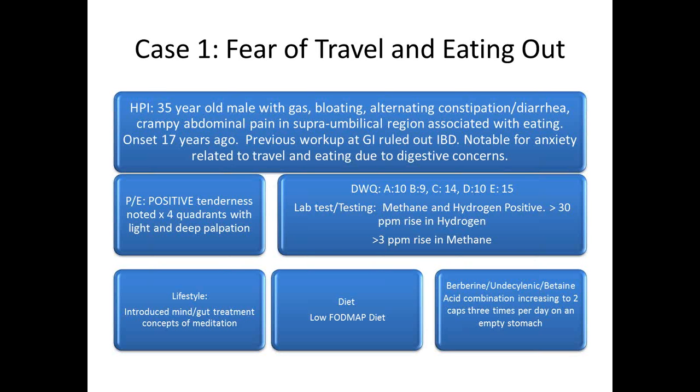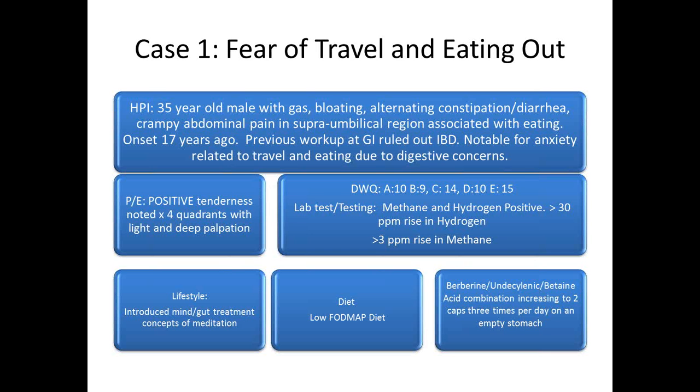I did do a digestive wellness questionnaire, and we can talk about that more, but he showed on that he was highly dysbiotic, also had some possible low digestive enzyme function, and potentially gut permeability. We did do the breath test, and he was methane and hydrogen positive. So a clear case that he had some bacterial overgrowth.